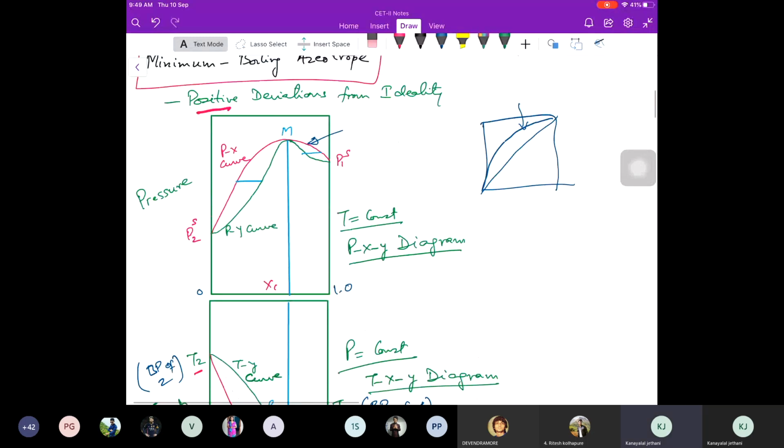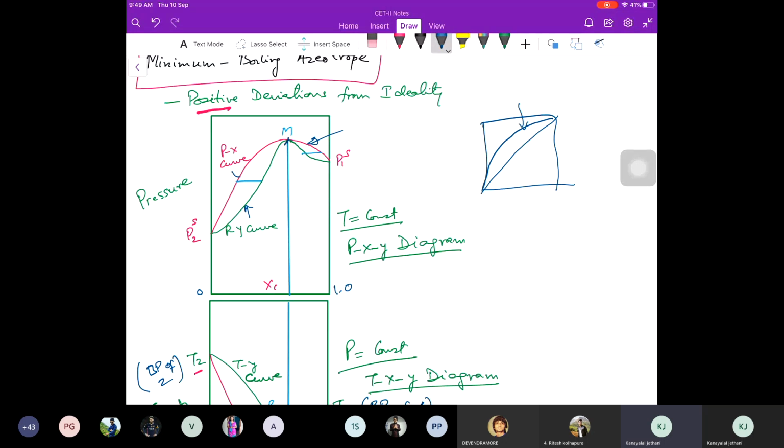Okay, so if we look at the PXY diagram, that is at constant temperature, a positive deviation from ideality means the curve is convex, right? देखा था हमने. So this is the type of curve which we see, and what happens when an azeotrope is formed? Actually ये जो ऊपर वाला PX curve है, right? This PX curve, this PY curve, right? So if you see at this point, ये दोनों curve merge हो रहे हैं, PX curve and PY curve.